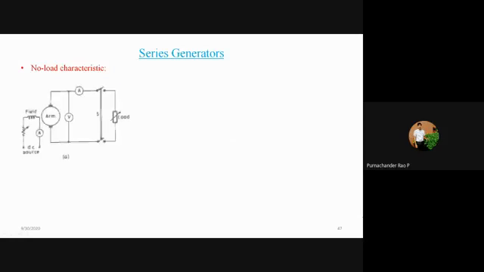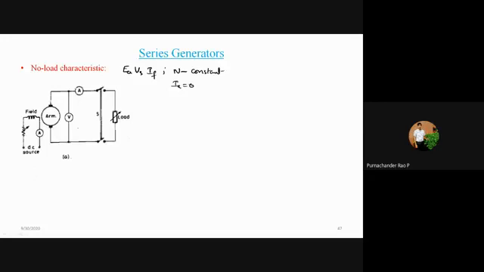So this is a circuit diagram. Normally the no load characteristics is drawn between EG, the no load voltage, versus IF, keeping the speed constant, and your IA will be equal to 0 because this is operating under no load condition.